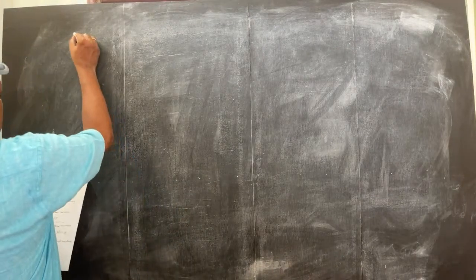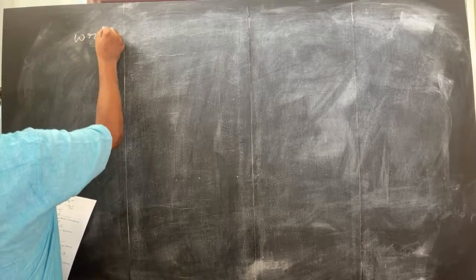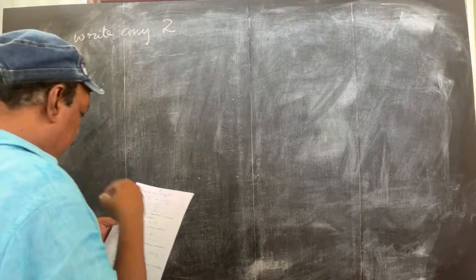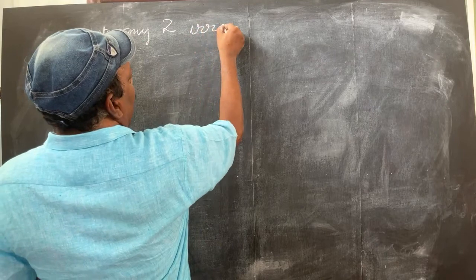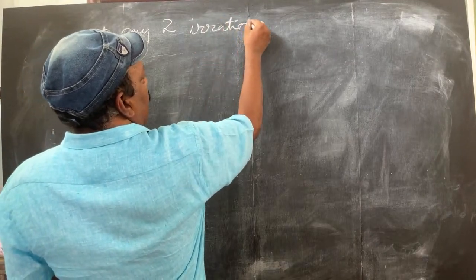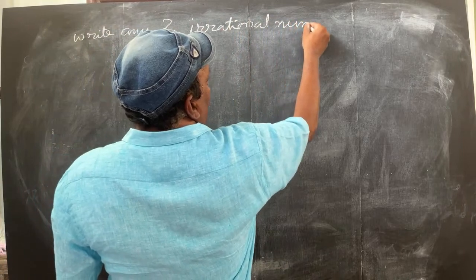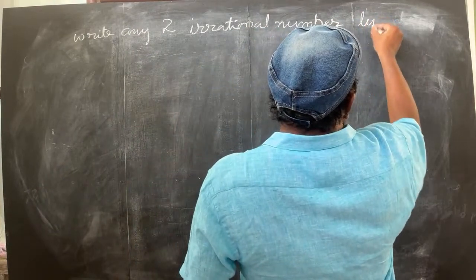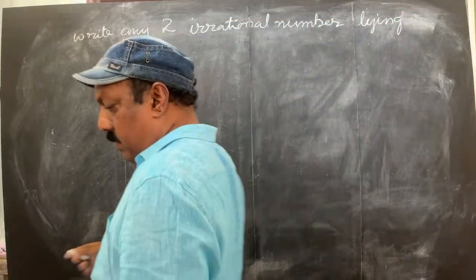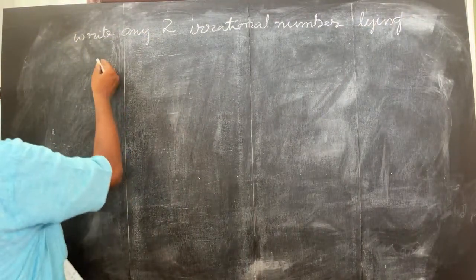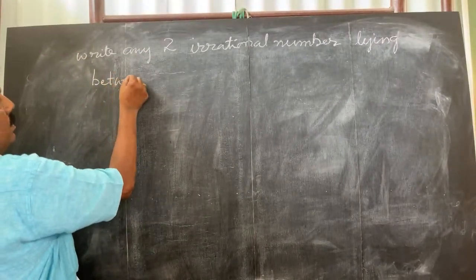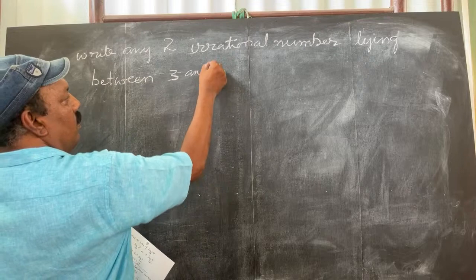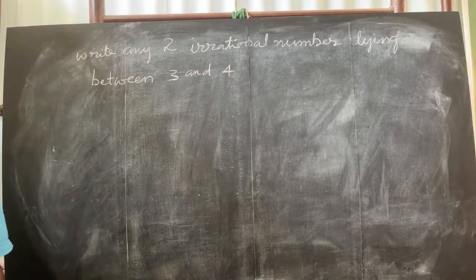Now another interesting sum: write any two irrational numbers lying between 3 and 4. Write any two irrational numbers lying between 3 and 4.